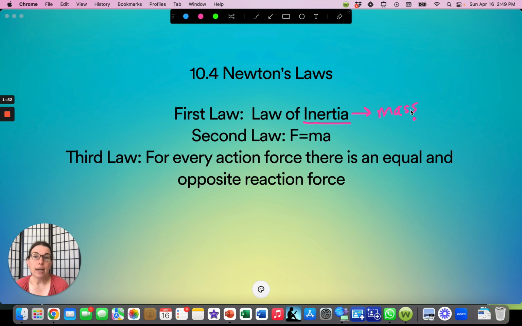Now, I'm going to take this time to explain the difference between mass and weight, because mass is what gives you inertia. The more mass something has, the more resistance to change in motion. And I'm going to write that right here. Resistance to change in motion. Meaning it takes a lot more force to move something with a lot of inertia. And that's what mass is.